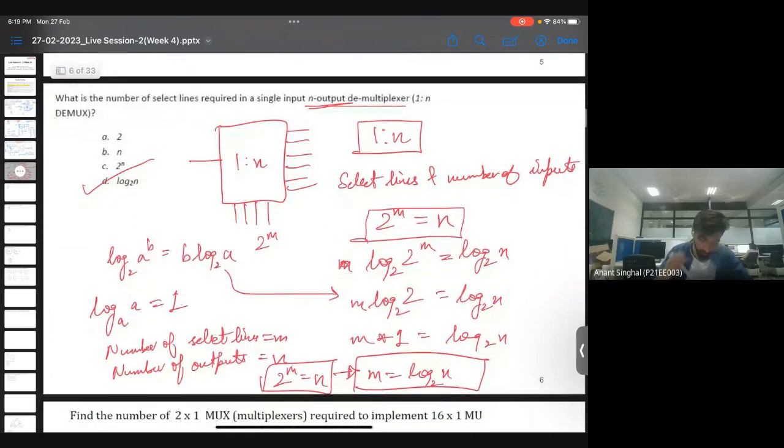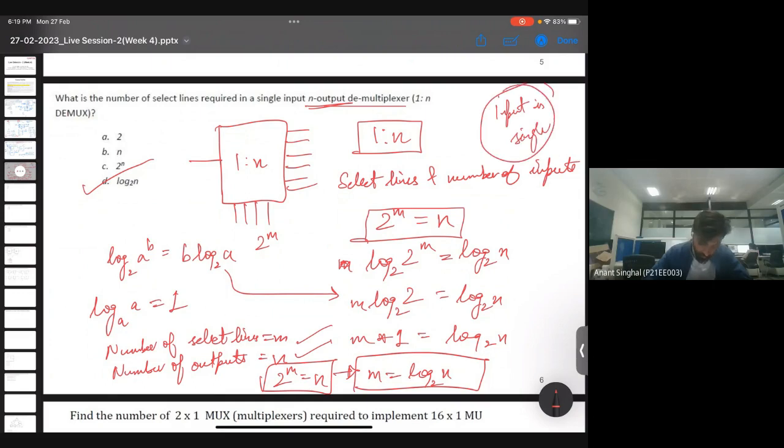Then the similar concept we have applied for this demux. Demux has m select lines and n number of outputs, since it has a single input. Input is single here. So we have m select lines and n outputs, and the relation is given by 2 to the power m is nothing but the number of outputs, which gives the number of select lines as log n to the base 2.